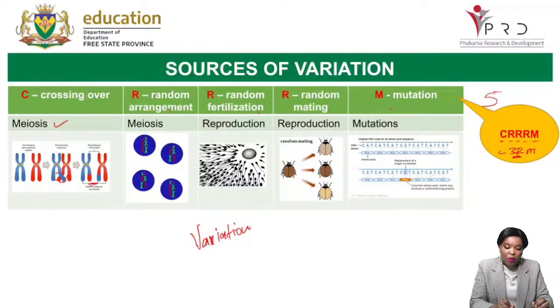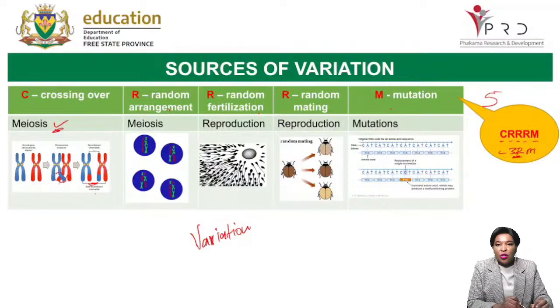Because this crossing over happens in prophase 1, it is going to bring variation in all the gametes that are going to be formed during this process of meiosis. So what brings variation? The first thing is crossing over during meiosis. If you write meiosis, you will get 1 mark. If you write crossing over during prophase 1, you can also get a mark, depending on how the marker phrases the question.